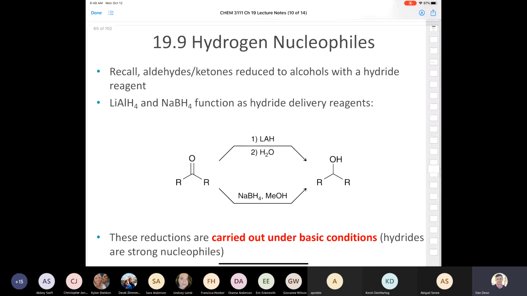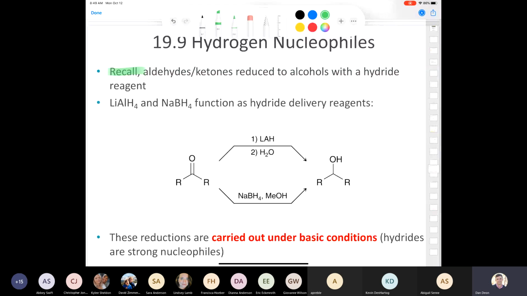Okay, we're in section 19.9 now, which deals with hydrogen nucleophiles. I'm going to go over this part a little bit quicker because we've already looked at these before. It even says here, recall that aldehydes and ketones can be reduced to alcohols using a hydride. The 2 hydrides that we looked at way back in chapter 12, the alcohols chapter, were lithium aluminum hydride and sodium borohydride.